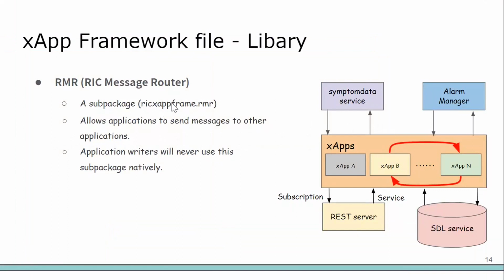Most xApp users cannot use this subpackage natively. An xApp can access the RMR API to use it, and it also prepares the environment for sending and receiving a message, and can also check whether a routing table has been received and installed.